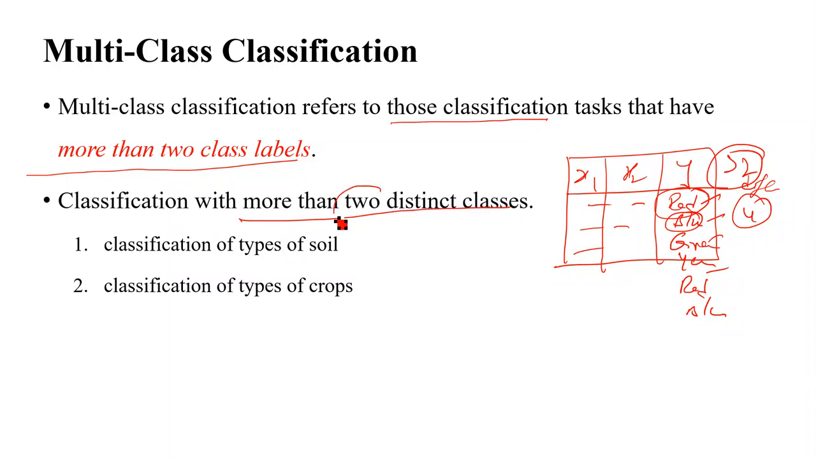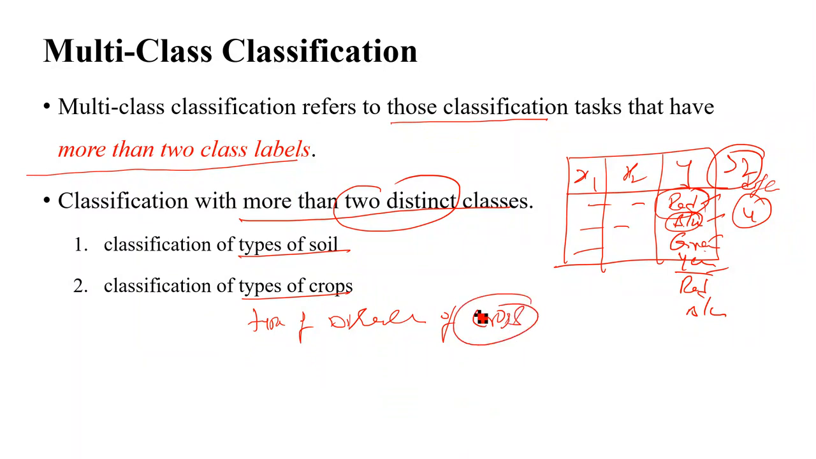So more than two distinct classes means, for example, four different colors: red, blue, green, yellow. Examples of multi-class problems are the types of soil, types of crops, and types of diseases of crops. In crops, so many diseases exist. For identifying the diseases of the crops, we are supposed to apply a multi-class classification algorithm.